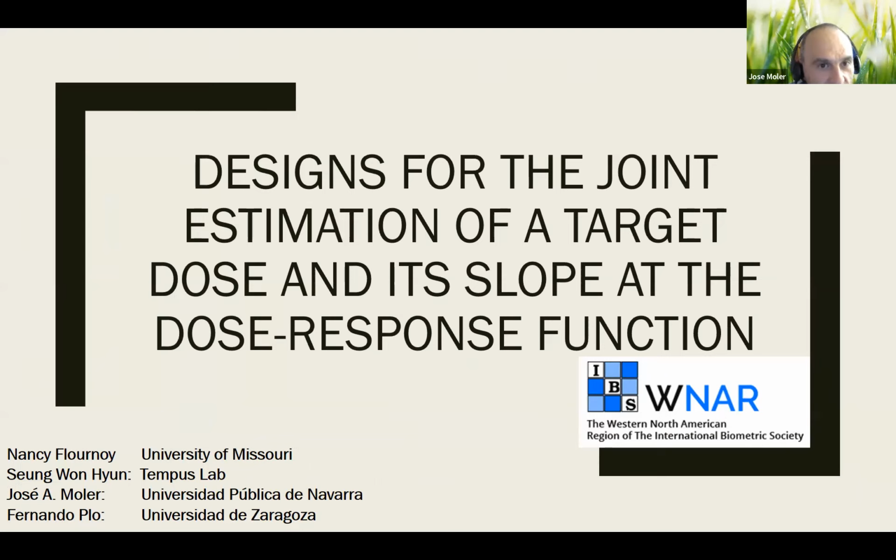The title of this talk is Designs for the Joint Estimation of a Target Dose and its Slope of the Dose Response Function. This is joint work with Nancy Flournoy from the University of Missouri, Won Hume from the Tempus Lab, and Fernando Plo from the University of Zaragoza, and myself, Jose Moller, from the Public University of Navarra in Spain.